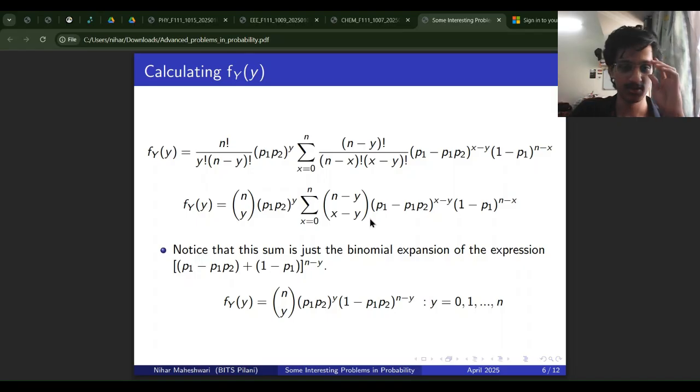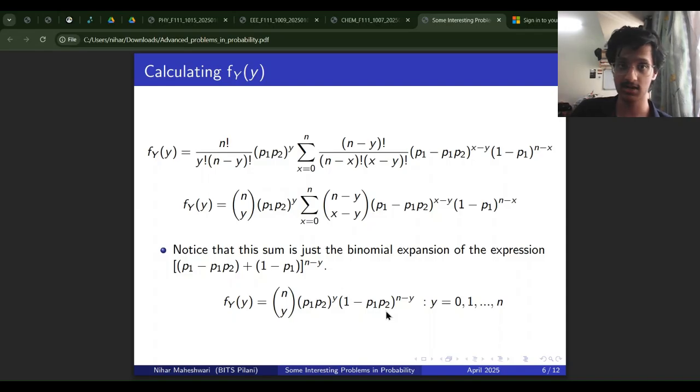All right, cool. So now you can just notice over here that this is the expansion of (p1 minus p1p2 plus 1 minus p1) raised to n minus y. So p1 cancels out, and we therefore get what we predicted. And that's amazing news. Good news indeed. All right, cool. So now what's our next step?